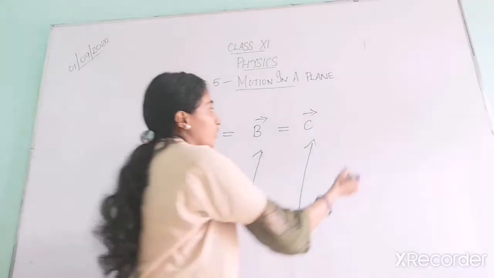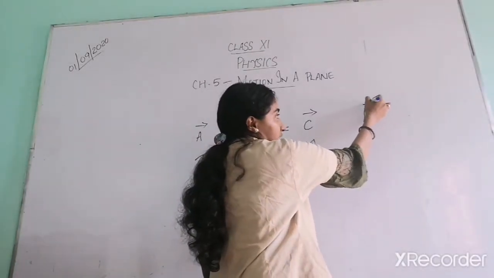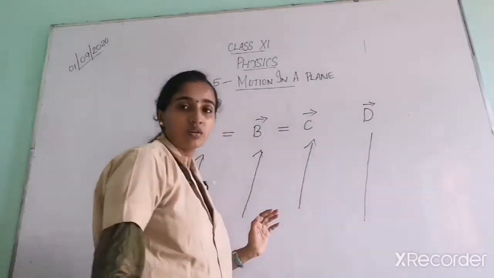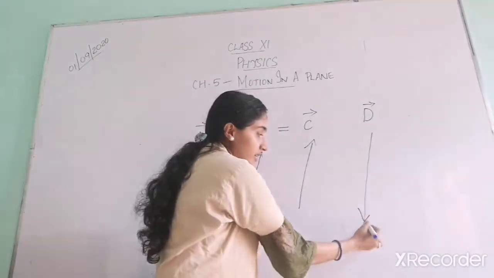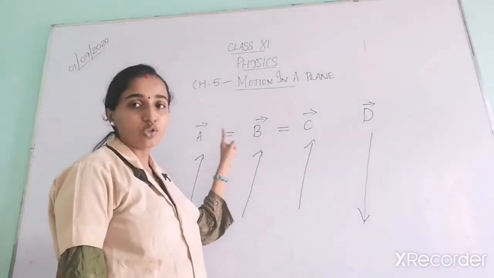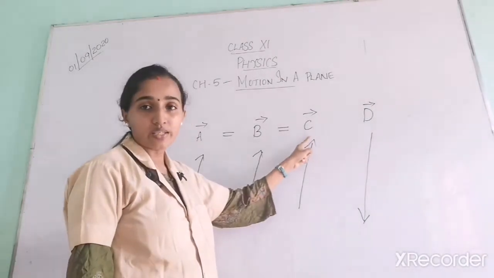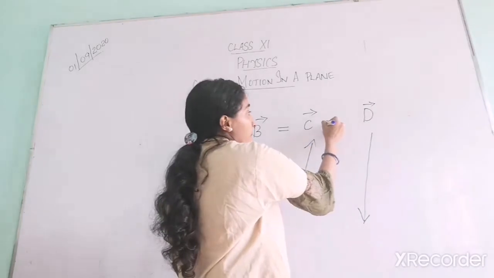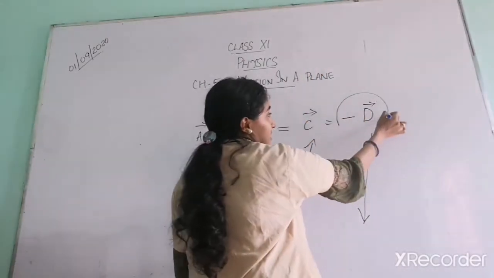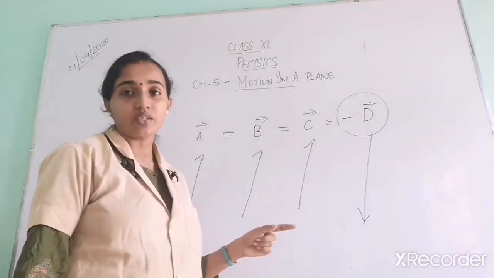Now suppose you have another vector D equal in magnitude but opposite in direction. How will you represent it? Vector A is equal to vector B is equal to vector C is equal to minus D, and this one you call a negative vector.